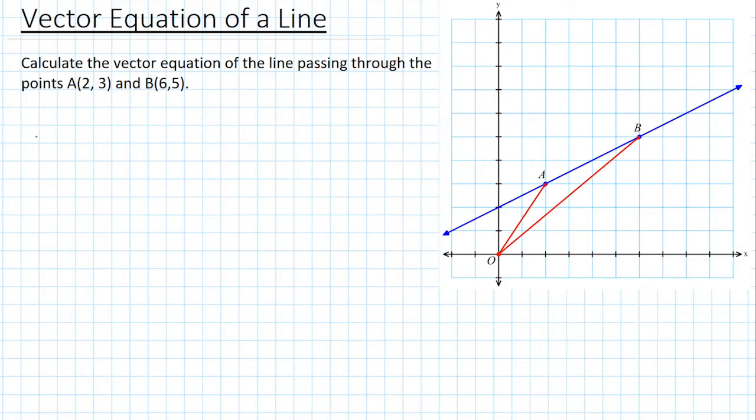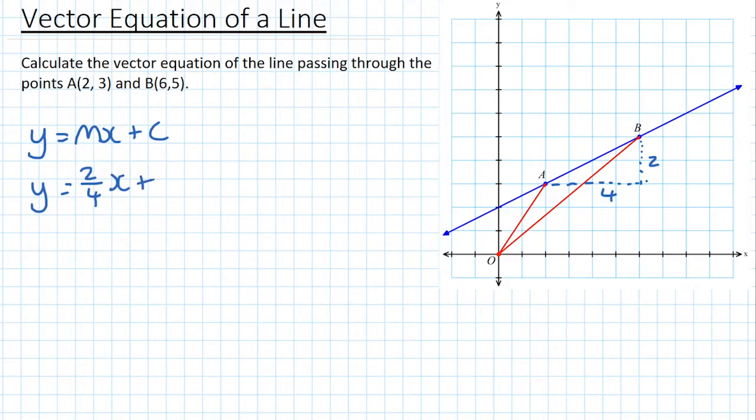So to find the Cartesian equation of the line, we know it's going to be in the form y equals mx plus c. To find the m value, we have to do rise over run. So what we're going to do is go a run of 4, and we're going to have a rise of 2. So the rise over the run is going to be 2 over 4 times x plus c, and c is our y-intercept. So in this case, our y-intercept is at 2.